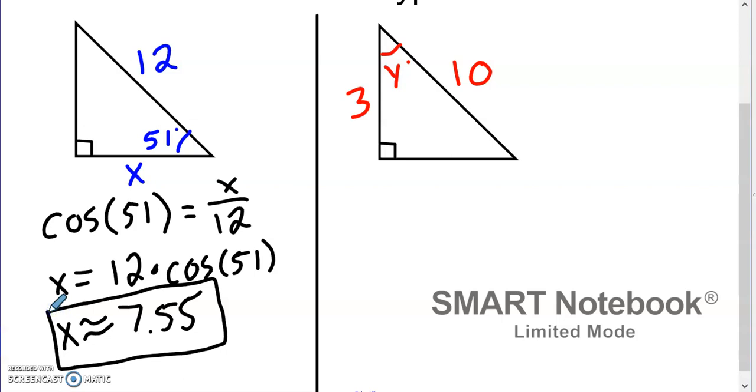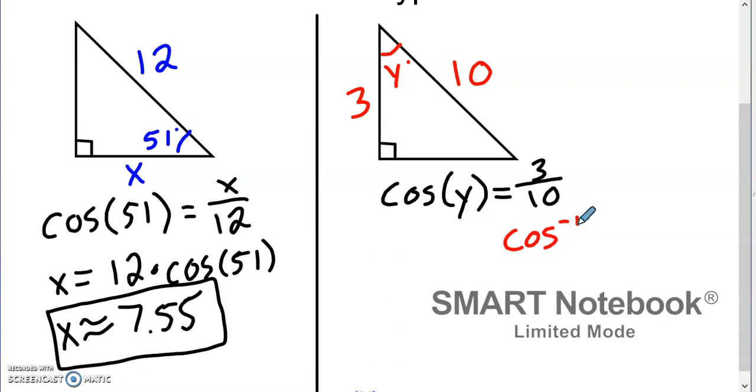On the right-hand side, we're given the two side lengths, but we need to find the angle, so we're going to have to use the inverse here. So we're going to write out, just like we would, cosine of our angle, which is y, is equal to the ratio of the adjacent side over hypotenuse, so it's 3 over 10. And now we need to negate the cosine operation by doing the inverse. So it's going to be cosine inverse of 3 over 10 is equal to y.